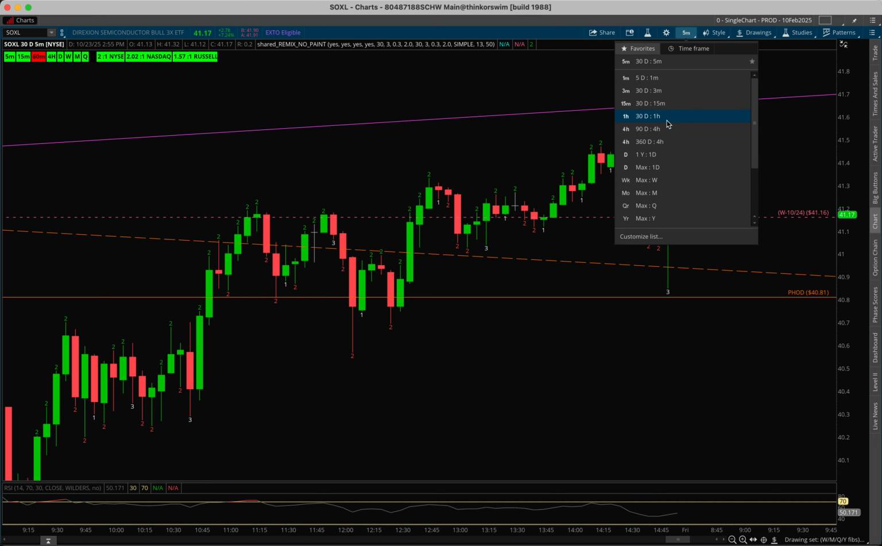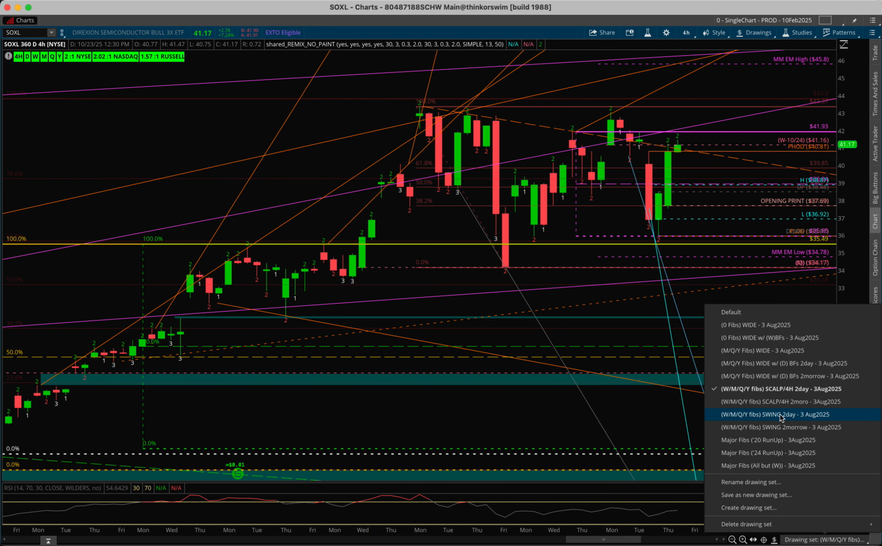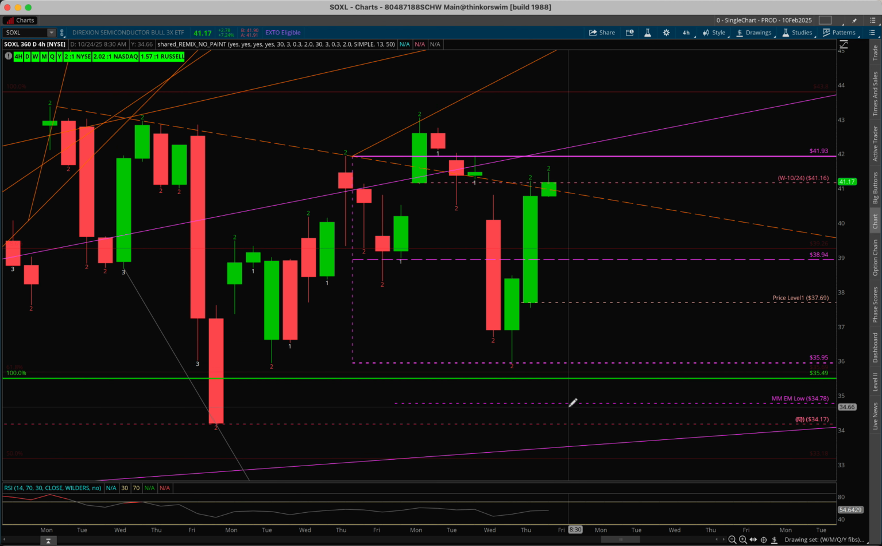That's enough on the scalping chart. Let's take a look at just the 4-hour chart real quick so we can look at things a little bit bigger.